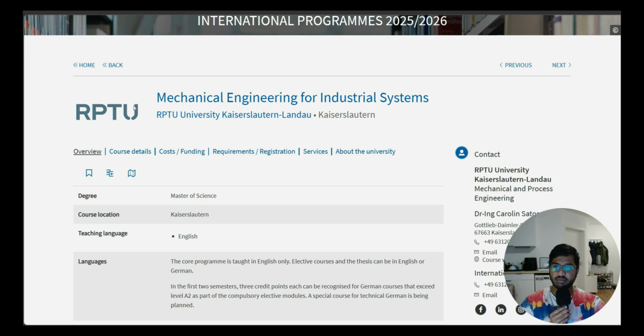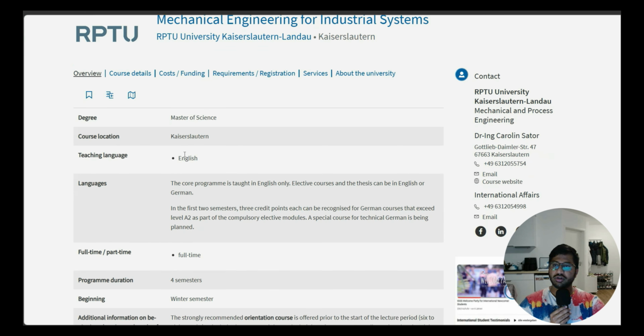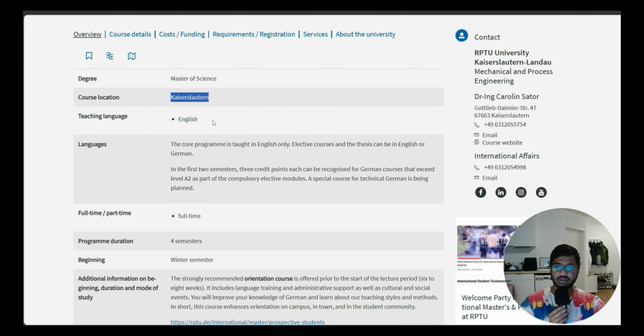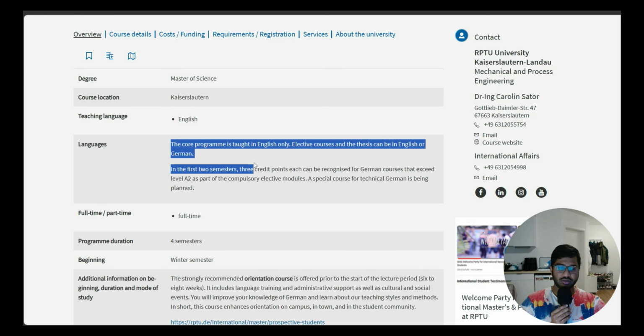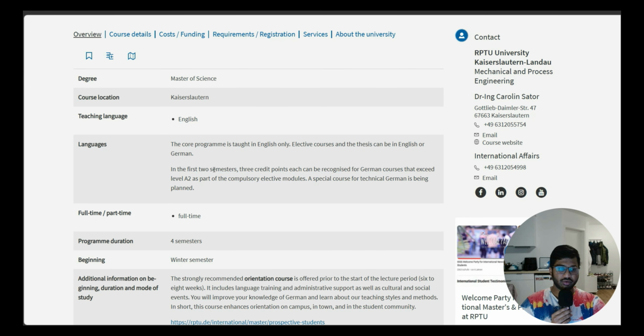Today it will be, as I said, mechanical engineering for industrial systems, episode number 27 for requirement analysis. Whenever we do the requirement analysis, we go through the overview, course title, costs, fundings, and requirements and registration. In the overview, it's Master of Science, and the course location is in Kaiserslautern. The teaching language is English. The core language taught in is English only. Elective courses can be English or German, depending upon which elective course you choose.